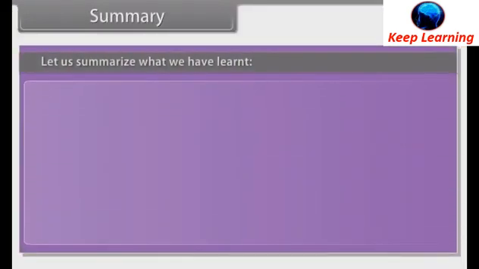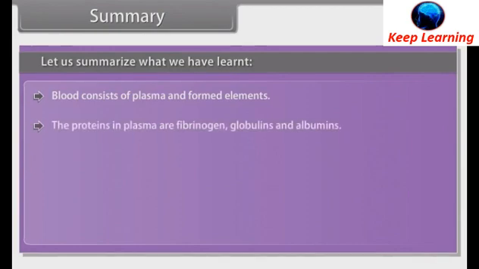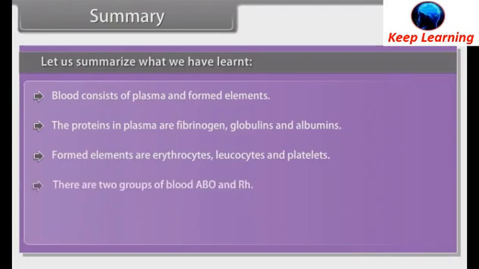Summary. Let us summarize what we have learned. Blood consists of plasma and formed elements. The proteins in plasma are fibrinogen, globulins and albumins. Formed elements are erythrocytes, leukocytes and platelets. There are two groups of blood, ABO and RH.